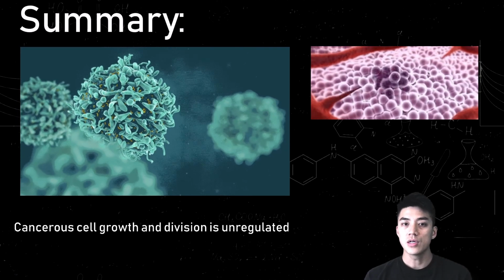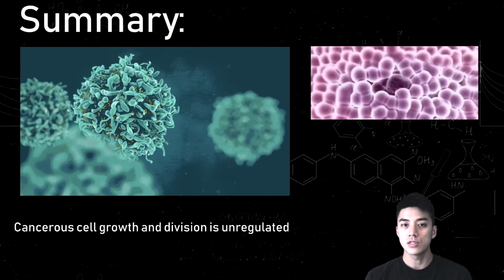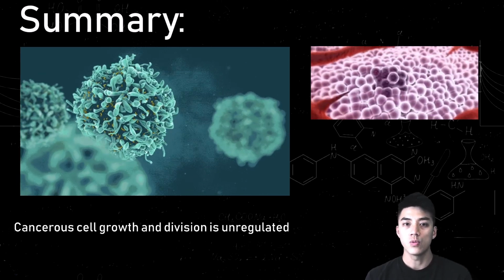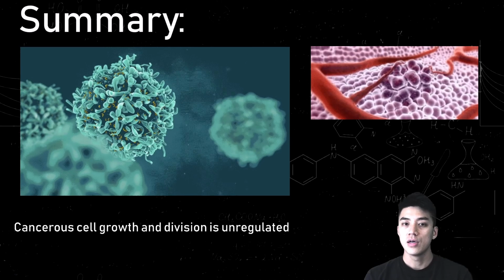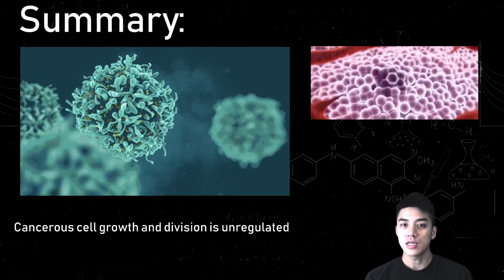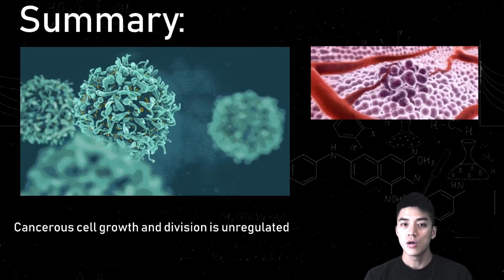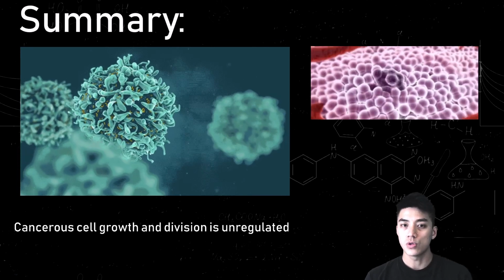So in short summary, cancer is scary because the cancer cells don't understand when they're supposed to die and when they're supposed to stop growing and dividing. As a result, they begin to metastasize and spread to other parts of the body where they begin to sap nutrients from normal, healthy cells.